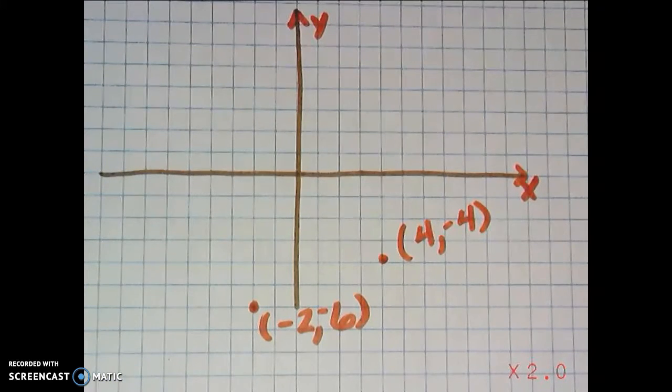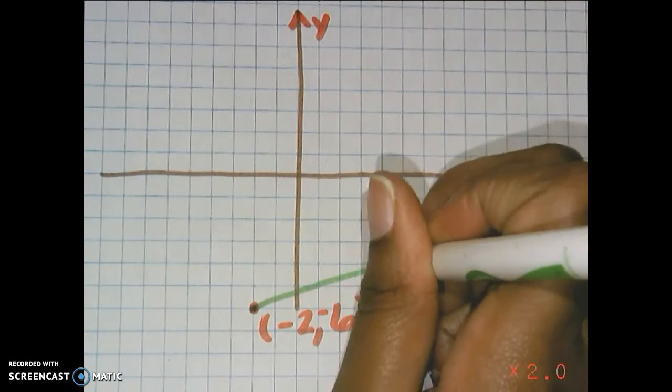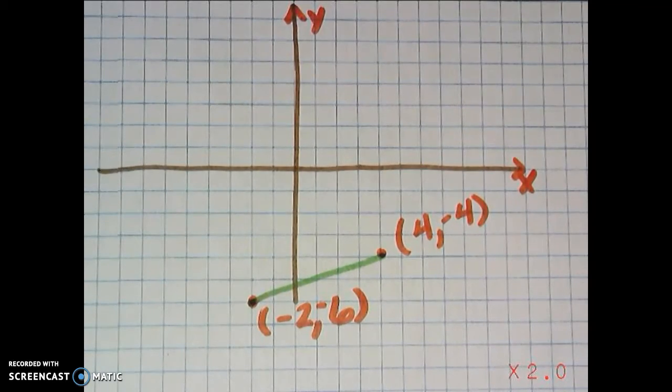Number 5 on your review says find the distance between each pair of points. So what I went ahead and did was put it on graph paper to hopefully make it make a little bit more sense. So to find the distance, what you need to do is figure out what is the length going from -2, 6 to 4, -4. And to do so, what I'm going to do is use the distance formula.